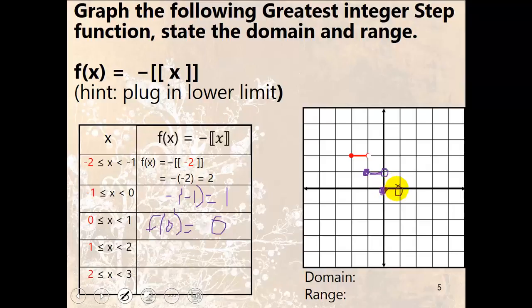And then if I plug in f of 1, I'm going to get the opposite of 1, or -1. So it's closed on the left, open on the right. And then I plug in f of 2, and I get -2, and then my pattern continues. The domain is always all real numbers, and the range is all integers, or Z's.